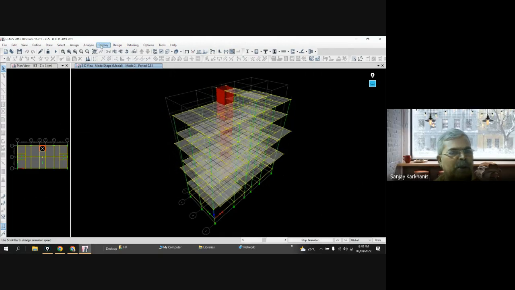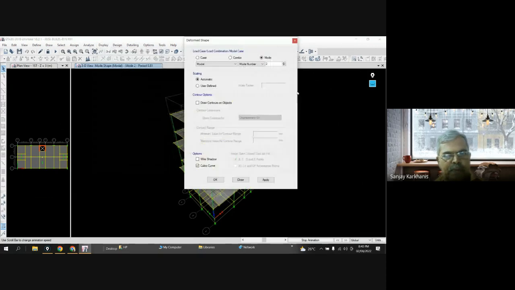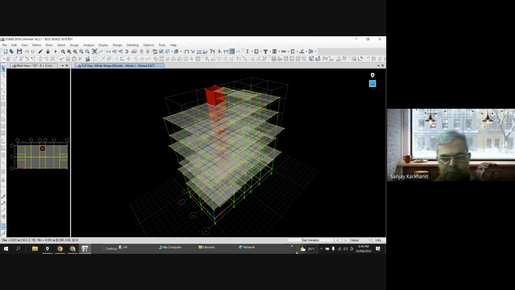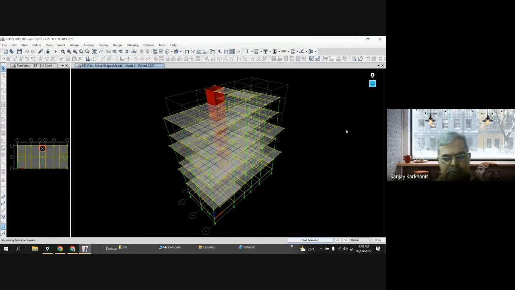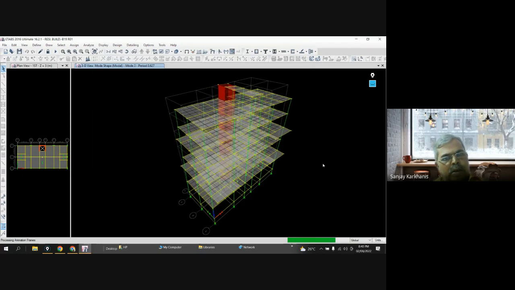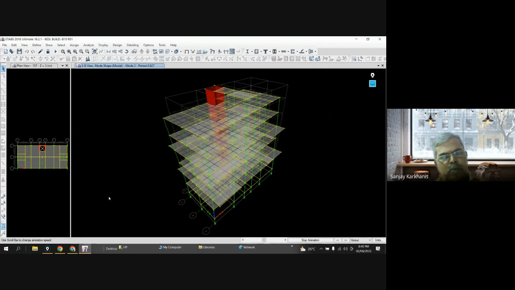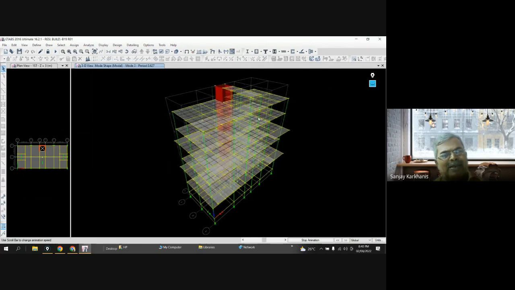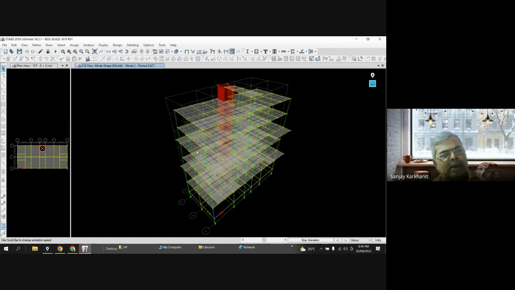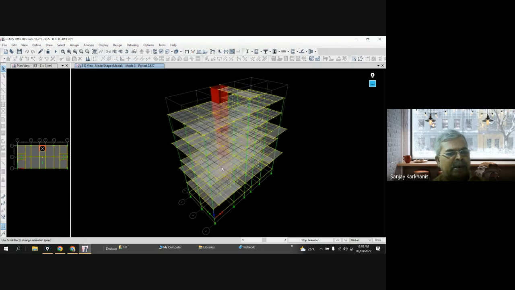Let us quickly see mode number 3. So this is your mode number 3, which is a mixed mode. It is called a mixed mode because it is having a linear deformation in x direction and a little bit in y direction.